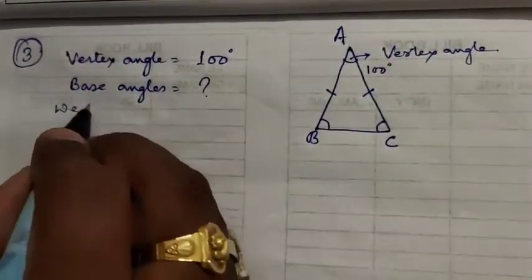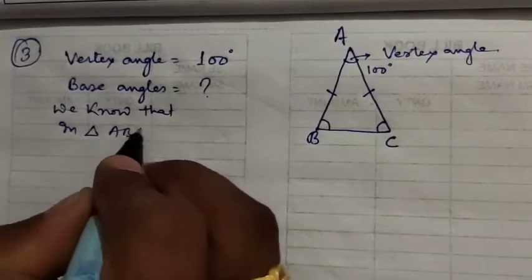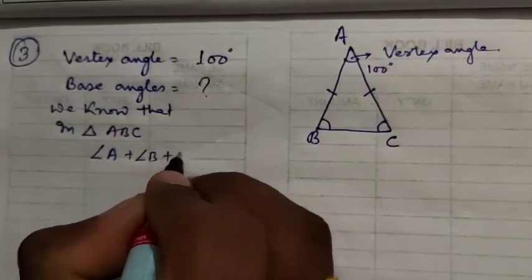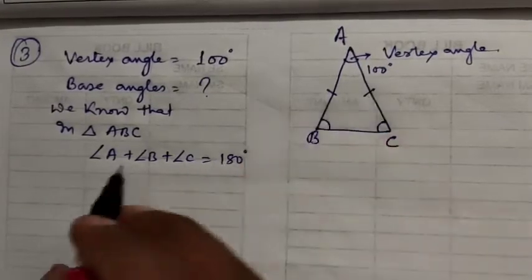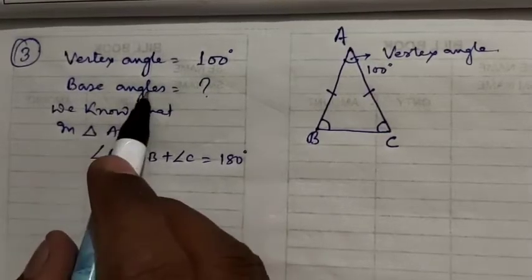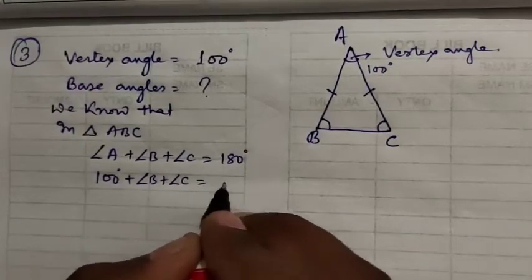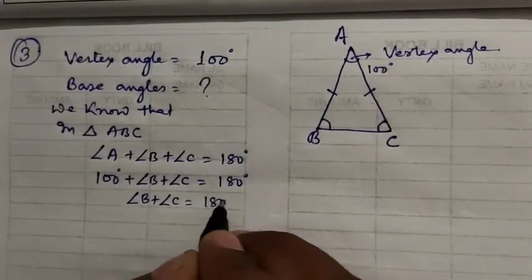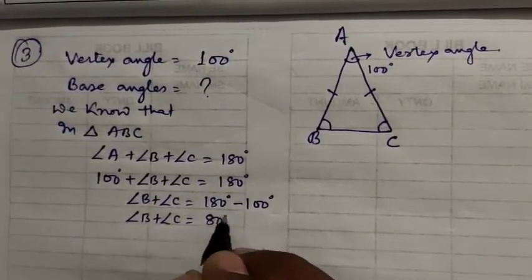We know that in triangle ABC, angle A plus angle B plus angle C is equal to 180 degree. Now the value of angle A is 100 degree. Angle B and angle C we don't know, because these are base angles and we know that base angles are equal. Now angle B plus angle C is equal to 180 degree minus 100 degree. Angle B plus angle C is equal to 80 degree.